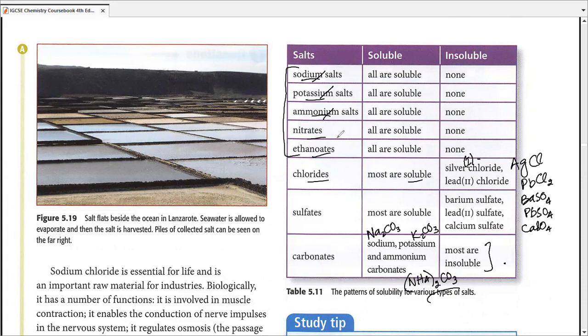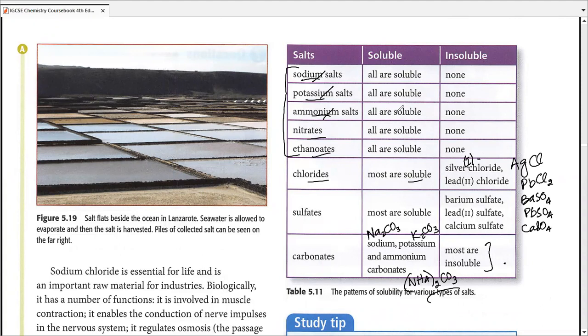Remember, 4 of them were straight away soluble. Chlorides were all soluble except 2, sulfates except 3, and carbonates except 3. So that's it for the solubility of salts. If you memorize the entire table, it's pretty easy to judge these salts.